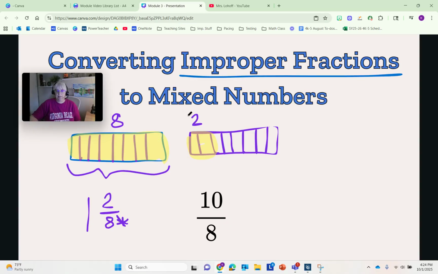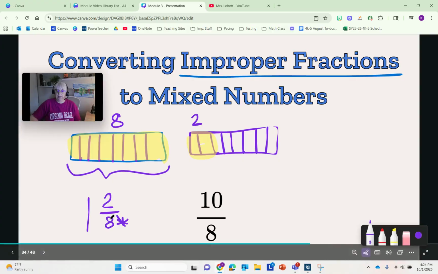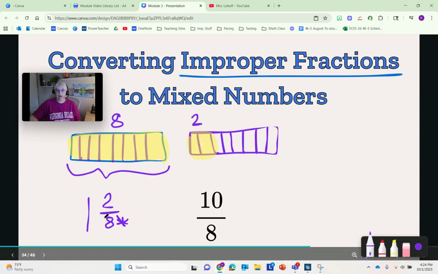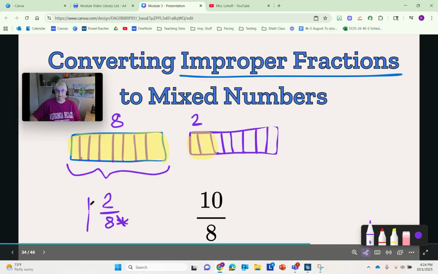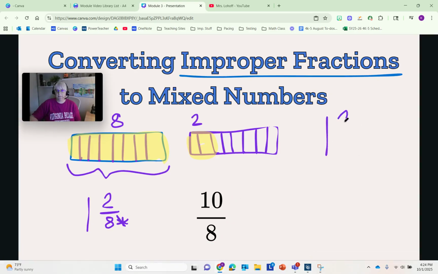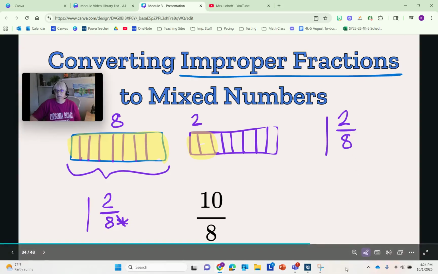So 8 plus 2 is 10. We take the denominator and we multiply it by the whole units. I had one tray of 8 pieces, that's 8, plus 2 more pieces, that's 10, 10 eighths. I'm going to put it over here, and I'm going to change colors and show you again.